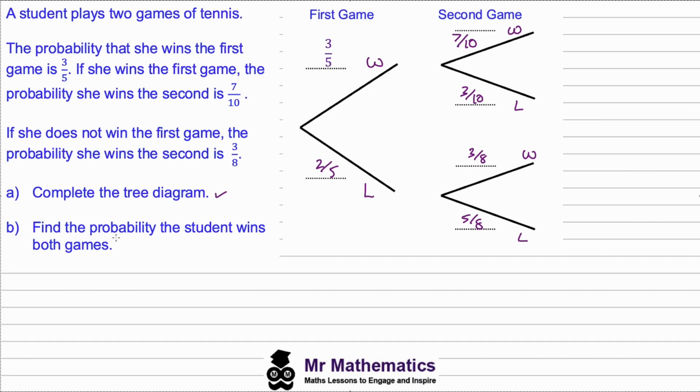Find the probability that the student wins both games. So if we identify this path, this would be a win followed by another win. So the probability of a win and another win will be 3/5. The and means multiply by the 7/10. So this will be 21/50. Okay, let's try another question.